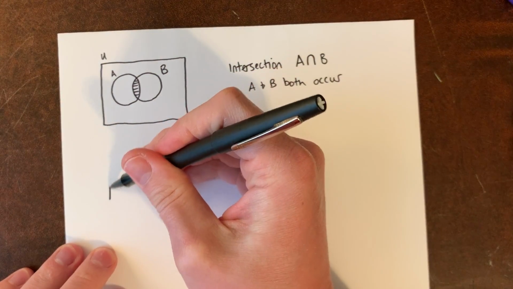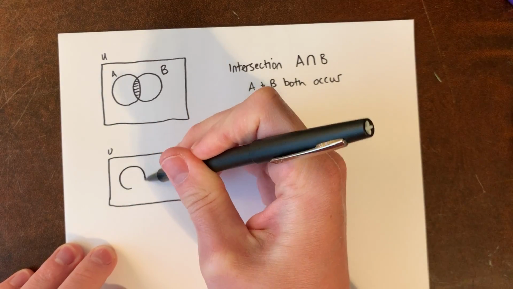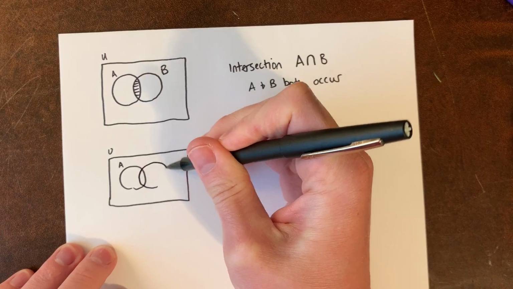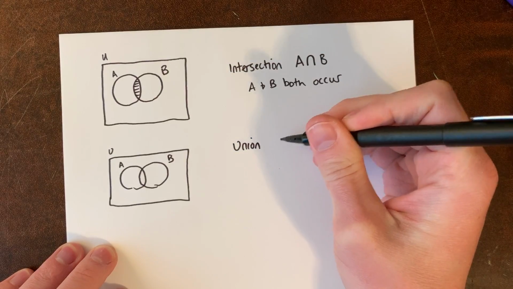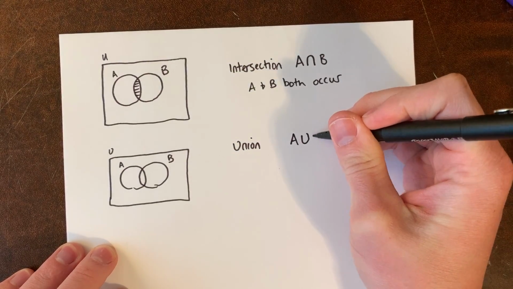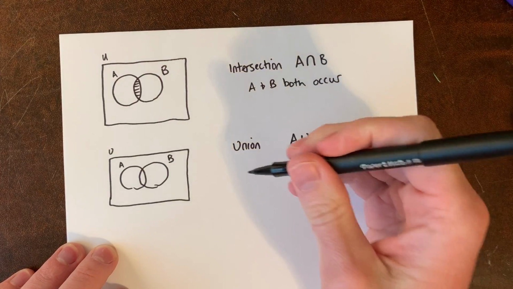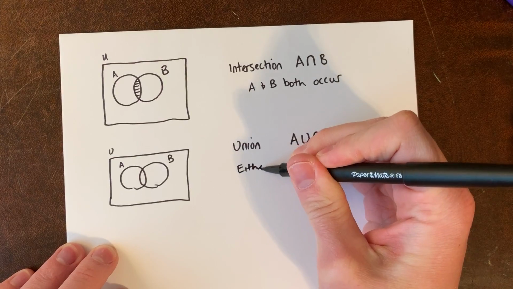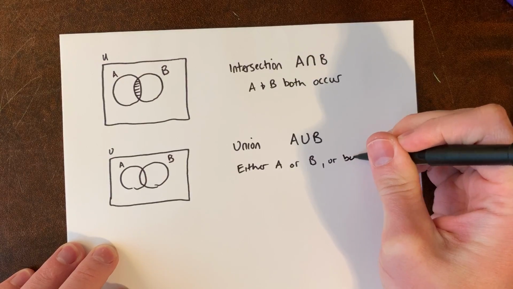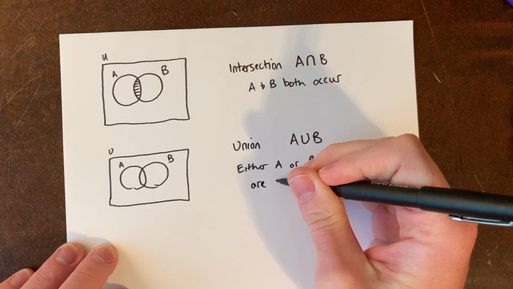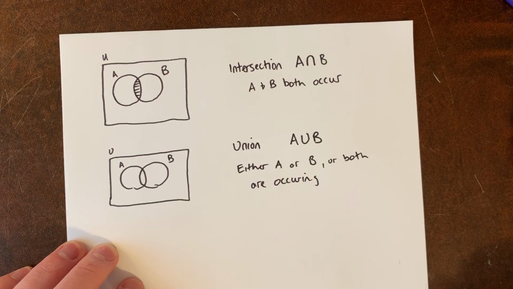Another term that you'll need to know, let me set up the Venn diagram again, is called the union of A and B. And the symbol would be A U B. This is when either A or B or both are occurring. So this would be like students taking French or Spanish or both.